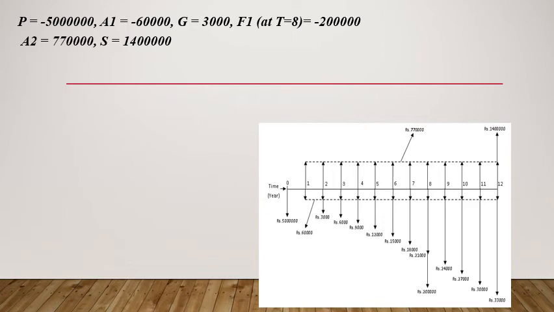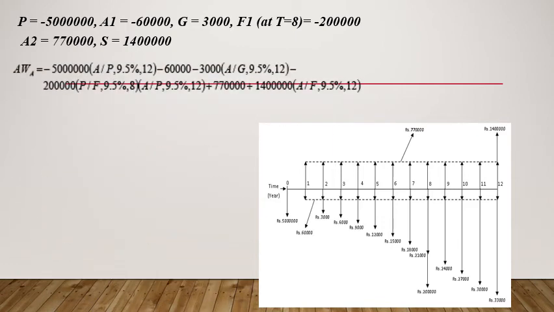Then A1 is equal to minus 60,000. G is equal to 3,000. F1 at t is equal to 8. That is 20 lakhs. And A2 is equal to 2 lakhs. It's not 20 lakhs. It is 2 lakhs. A2 is equal to 77,000. That is the annual income. And S is equal to salvage value, that is 14 lakhs.